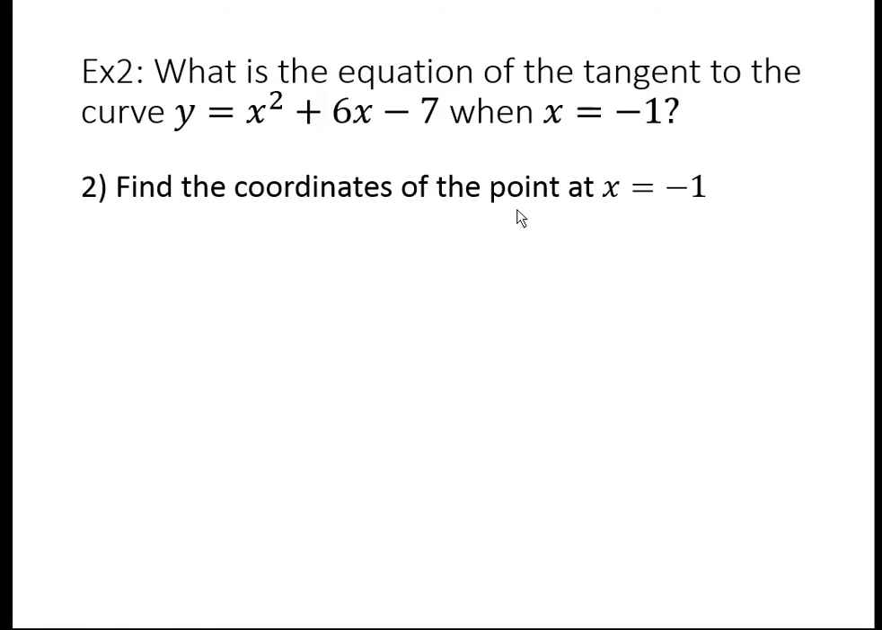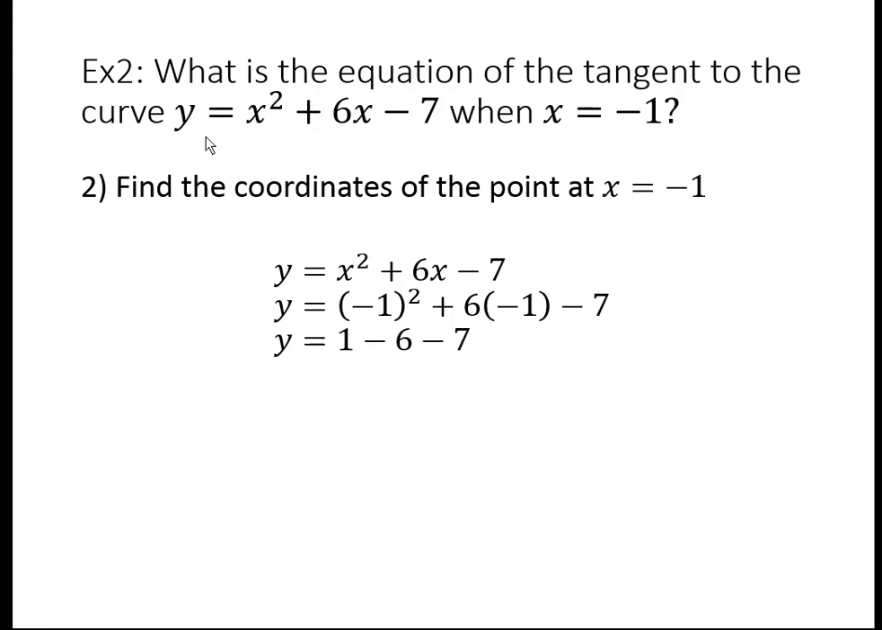Well, that's as simple as going back always to my original function, because the point needs to be on the original function, because that's where the tangent is. So I'm going to plug negative 1 in for my x. So I get negative 1 squared plus 6 times negative 1 minus 7. Simplifying, I get negative 12. So I've got the point negative 1, negative 12 on my curve.